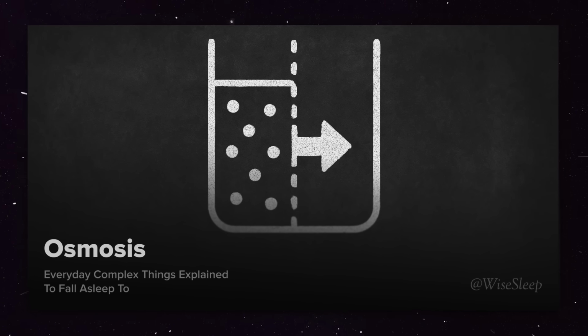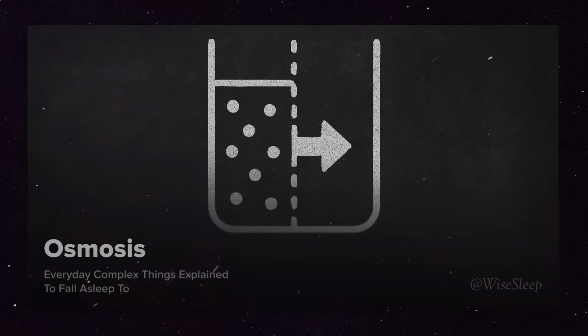Osmosis also plays a role in medical treatments. Dialysis, for example, uses osmosis to help filter waste and excess fluid from the blood when the kidneys aren't working properly. So, while it might seem like a subtle process, osmosis is behind many everyday changes in nature, food, and even your own body, quietly shifting water to where it's needed most.